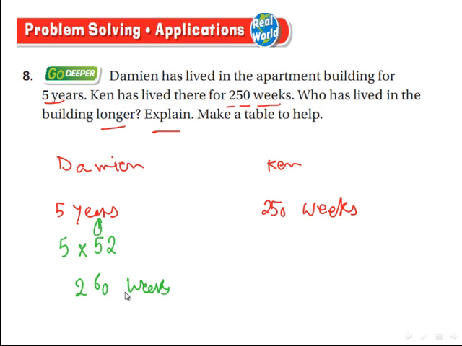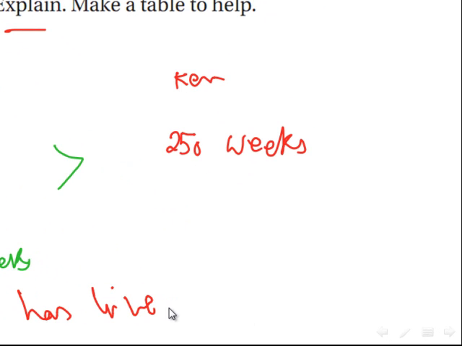So which is greater, 260 weeks or 250 weeks? Exactly, 260 weeks. So who has lived in the building longer than the other? Exactly, Damien. Damien has lived longer.